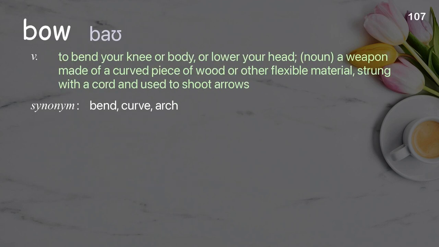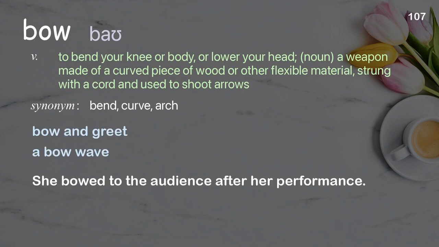Bow. To bend your knee or body, or lower your head. Noun, a weapon made of a curved piece of wood or other flexible material, strung with a cord and used to shoot arrows. Examples: bow and greet, a bow wave. She bowed to the audience after her performance.